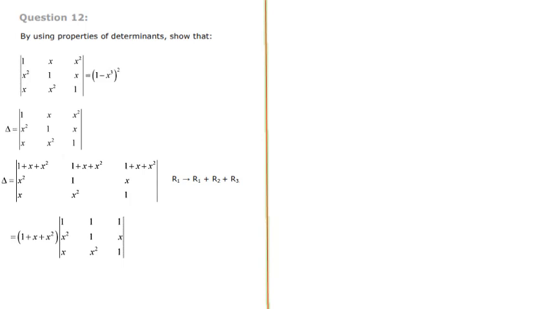For that I am taking the operation C2 changes to C2 minus C1, means C2 is this one, and C1, if I subtract, 1 minus 1, this element will be 0. Again another operation, C3 changes to C3 minus C1, that is C3 is this one, C1 is this one. So 1 minus 1, this element becomes 0. After doing the operation, 1 plus x plus x square into determinant.